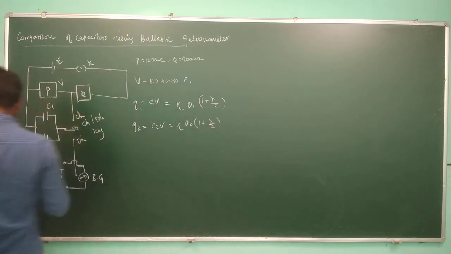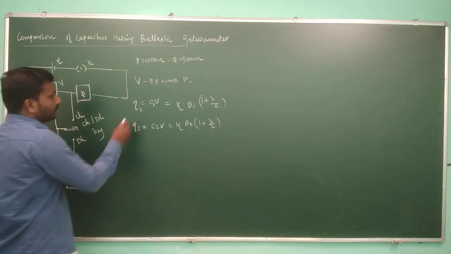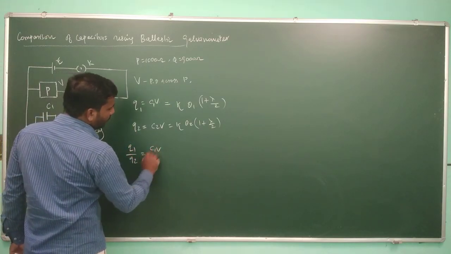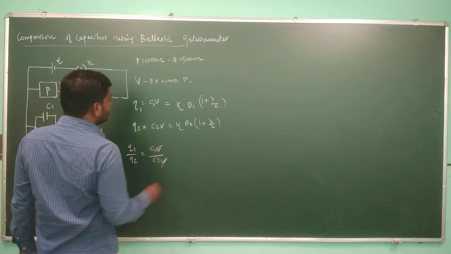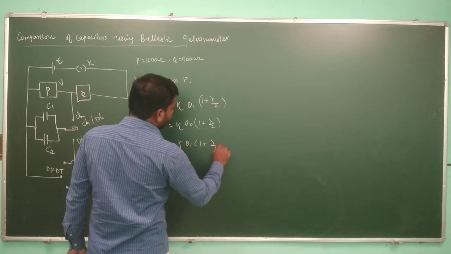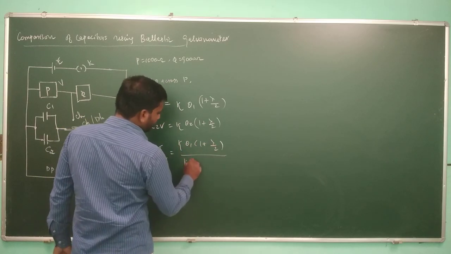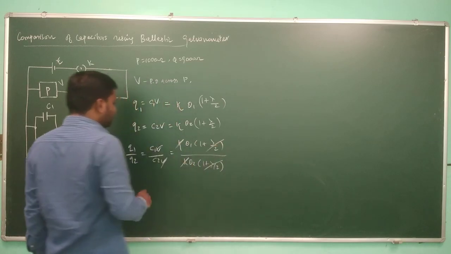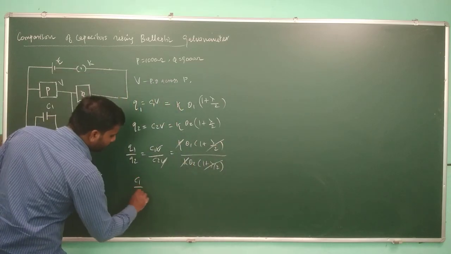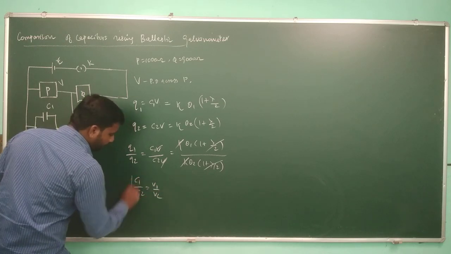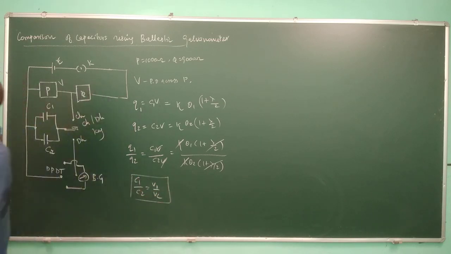So if you want to take the ratio, we take the ratio Q1 by Q2, which is equal to C1V by C2V, where V cancels out, which is equal to K theta 1 into 1 plus lambda by 2, divided by K theta 2 into 1 plus lambda by 2. This cancels out, this cancels out. So what remains? C1 by C2, which is equal to theta 1 by theta 2. So this is the method for the comparison of capacitors using the ballistic galvanometer.